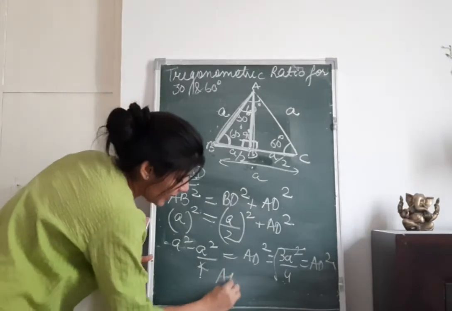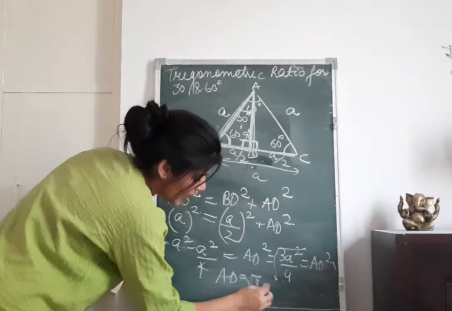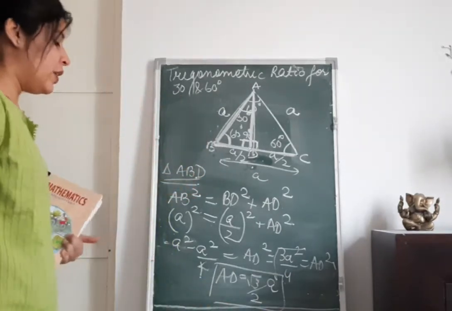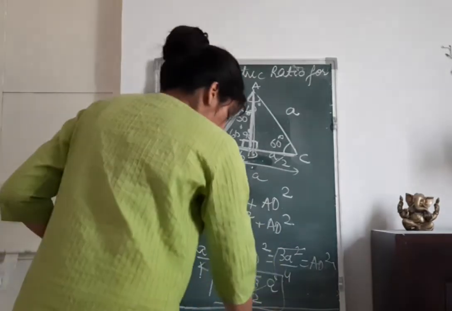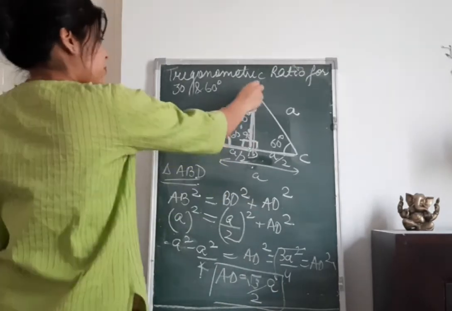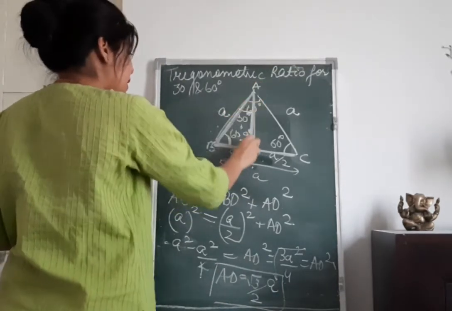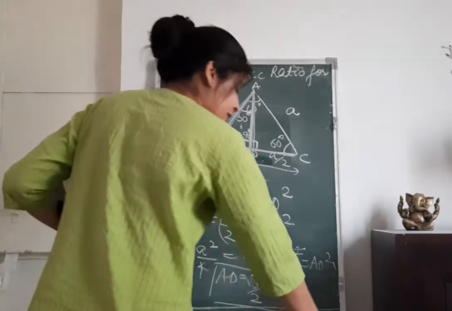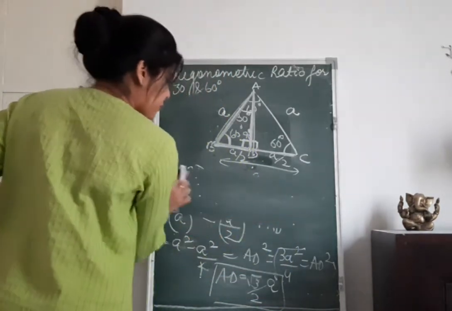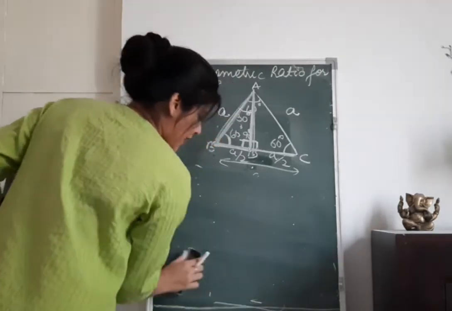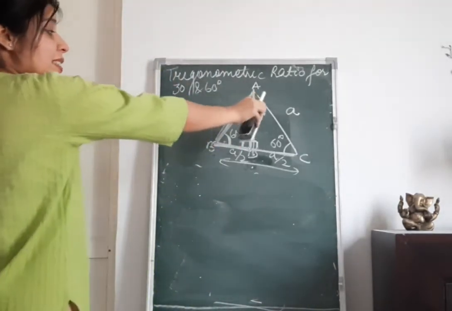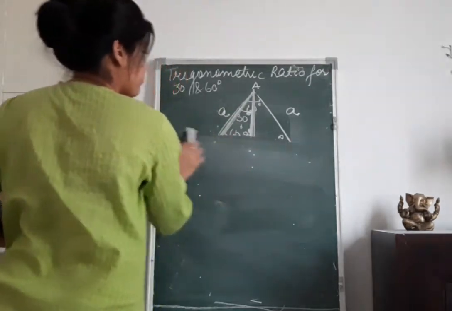That gives me AD as what? Root 3 by 2A. So the value of AD is going to be equal to what? Root 3 by 2A. Now for finding out the various trigonometric ratios, I am only going to consider triangle ABD. Okay? And that is how we are going to find out the value of sine 60, sine 30 and other angles.